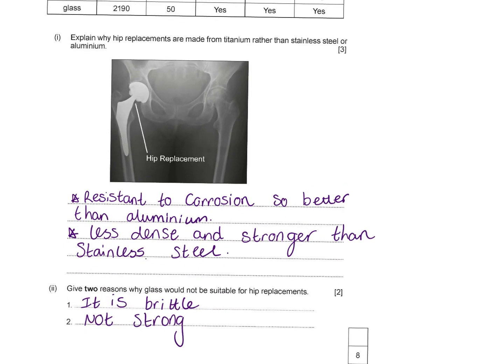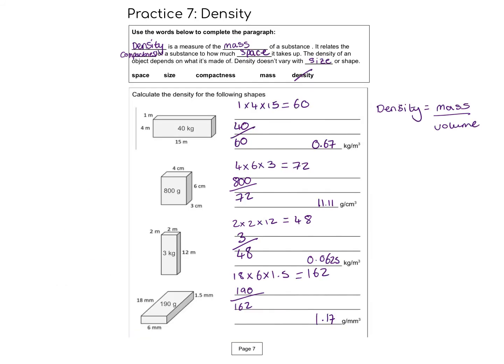Explain why hip replacements are made from titanium rather than stainless steel or aluminium. So first off, they're resistant to corrosion, so better than aluminium. They're also less dense and stronger than stainless steel. Give 2 reasons why glass would not be suitable for hip replacements. It's brittle and it's not strong.